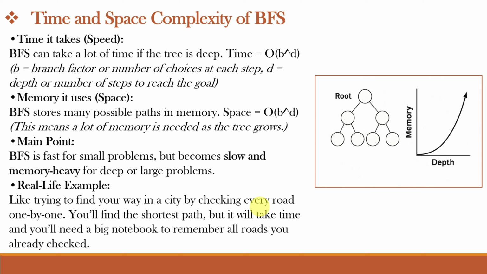This means that if you have 10 choices at every turn and your goal is 5 turns away, the BFS may check up to 100,000 paths. That means you will require a big notebook or a very large memory to store the results. So technically, space or memory required is also equal to the order of b raised to d. So BFS takes a lot of time and memory, and that is why we don't use BFS for very large or very deep problems. It is better for small puzzles or mazes.